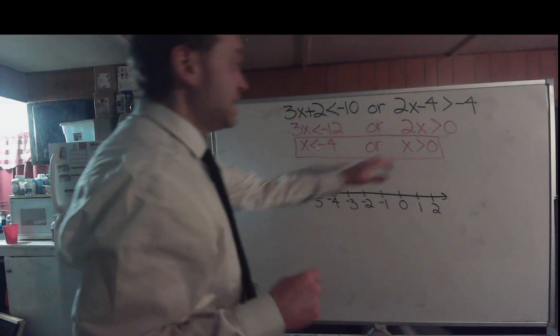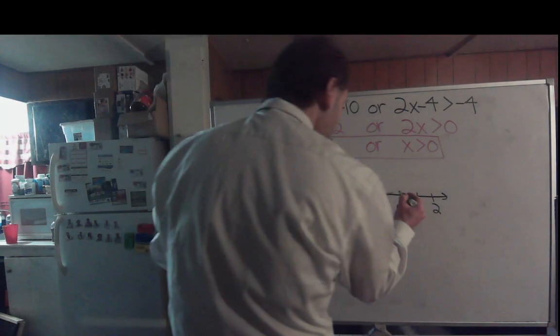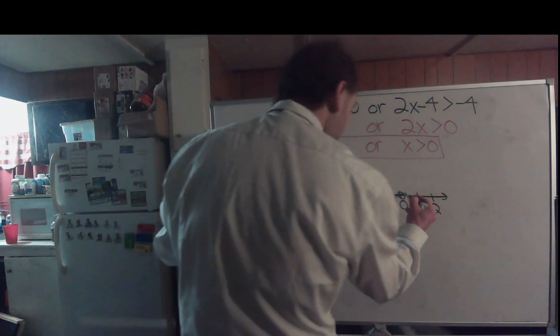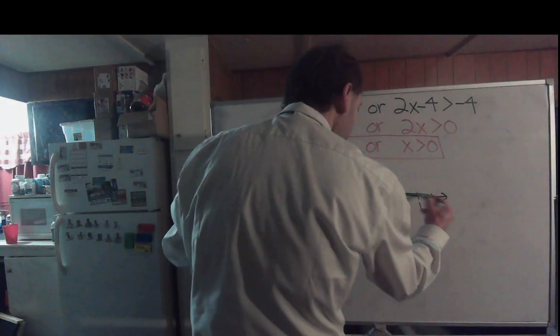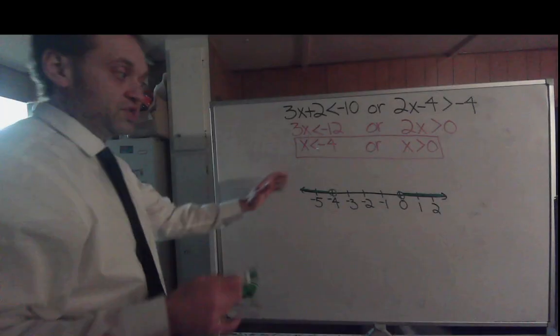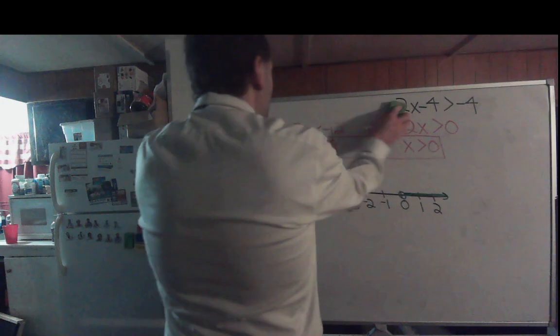And then we have that x is greater than 0. Since it's only greater than, you'll put an open circle at 0. And since it's greater, you'll shade everything to the right of 0. So there is the graph of your solution sets on a number line. Alright, one last problem, then we're done for the day.